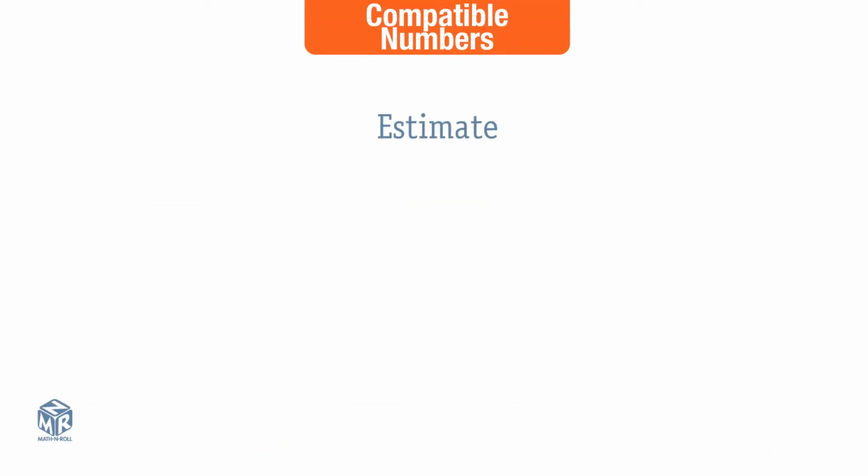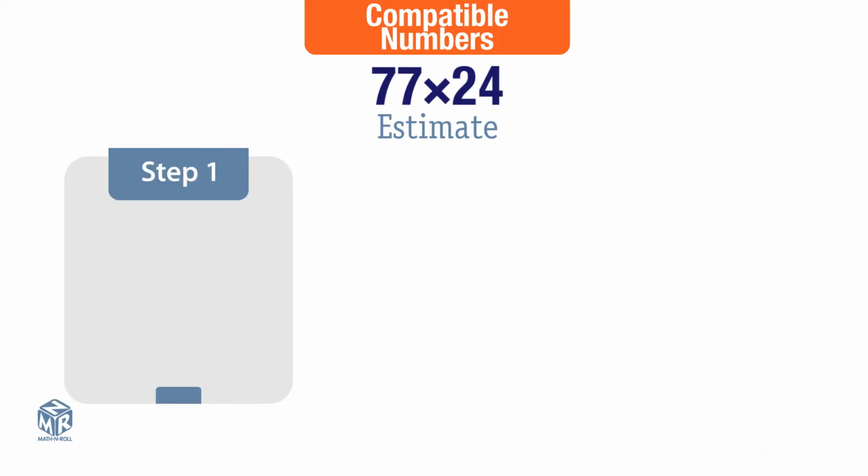Let's estimate 77 times 24 using compatible numbers. Step 1. Use compatible numbers. Instead of 77, we use 80. Instead of 24, we use 25. These numbers are friendly numbers, so they are easy to compute mentally.